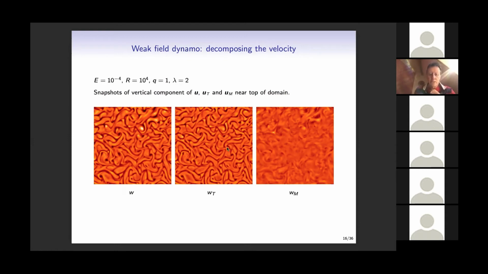So you can see all of these features in W in the thermal velocity. Okay, and the magnetic velocity, of course, which is responsible for saturating the dynamo, just comes in certain places. So that's what I mean by a weak field dynamo. This is nearly all thermal velocity.